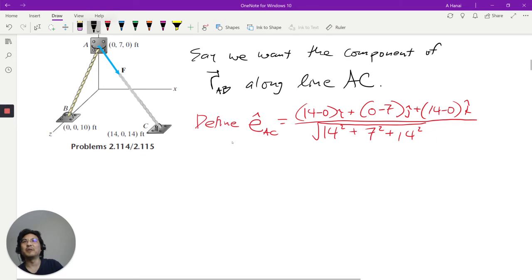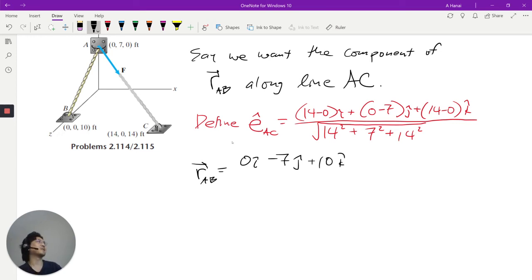Now, let's say we want this position vector from A to B. So from A to B: 0 minus 0, then 0 minus 7, and then 10 minus 0. Okay, so that's the position vector from A to B.